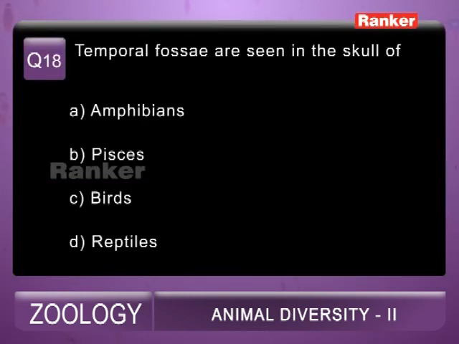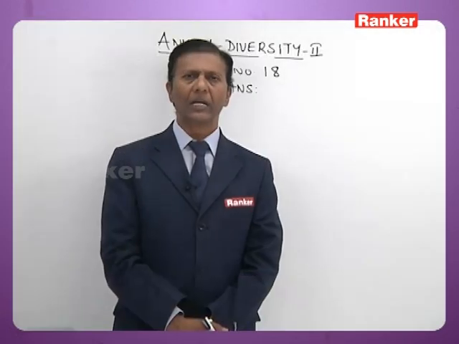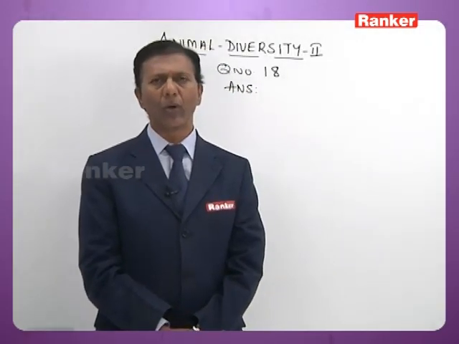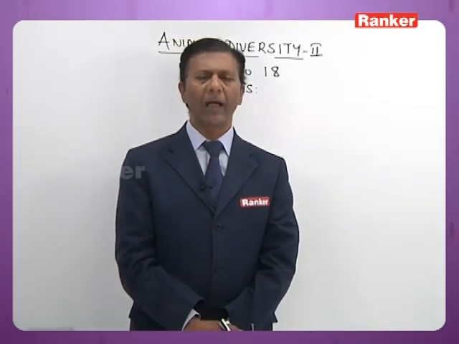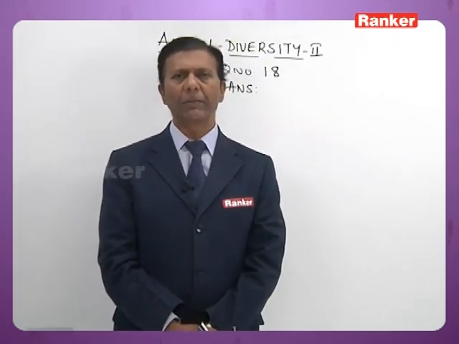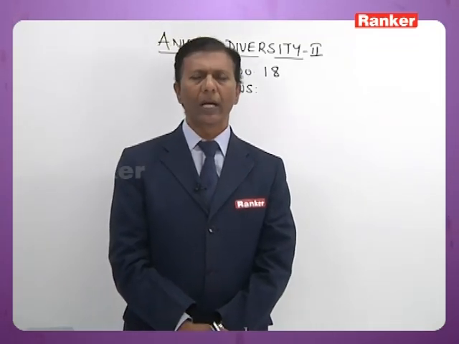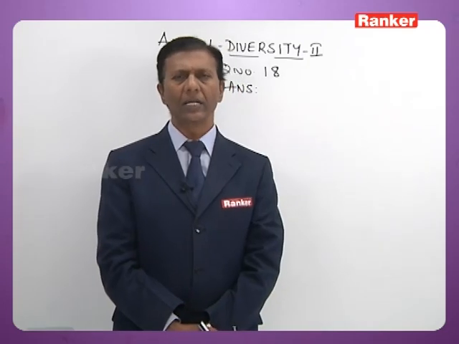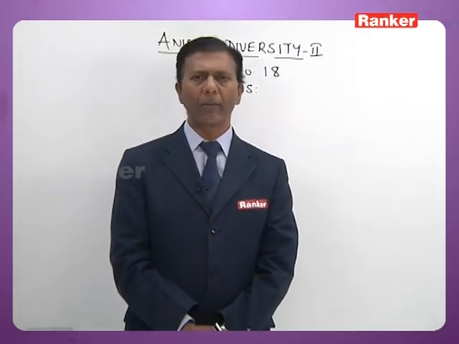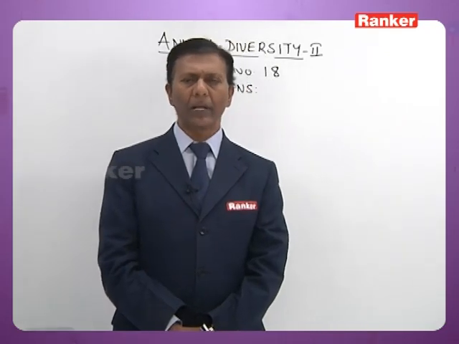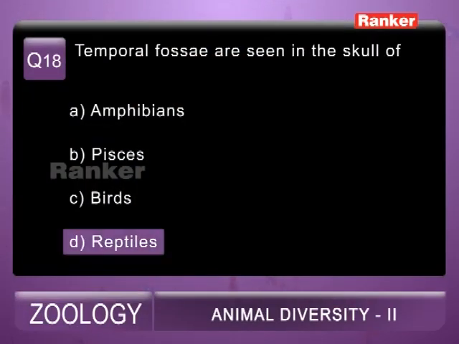Now, the 18th question. Temporal fossae are seen in the skull of: A. amphibians, B. pisces, C. birds, D. reptiles. Now, in reptiles the skull is monocondylic. Apart from having orbital fossae, it is characterized by the presence of temporal fossae, which are also called temporal vacuities or temporal arcades. These temporal fossae hold large temporal muscles that enable the reptiles to open their mouth wide. So, the 18th question's correct answer is D, reptiles; temporal fossae are the characteristic features of the reptilian skull.